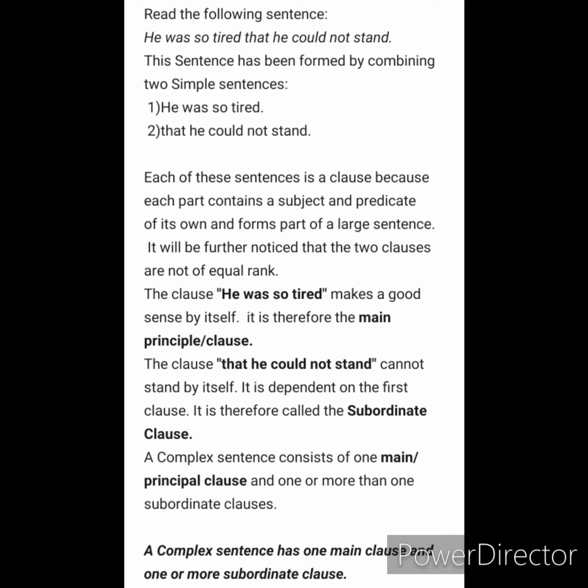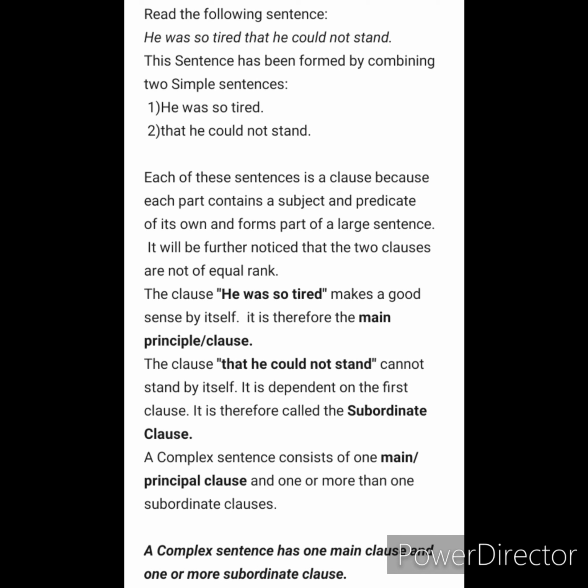Read the following sentence. He was so tired that he could not stand. This sentence has been formed by combining two simple sentences: He was so tired; that he could not stand. Each of these is a clause because each part contains a subject and a predicate of its own and forms a part of the sentence. It will be further noticed that the two clauses are not of equal rank. The clause he was so tired makes good sense by itself.